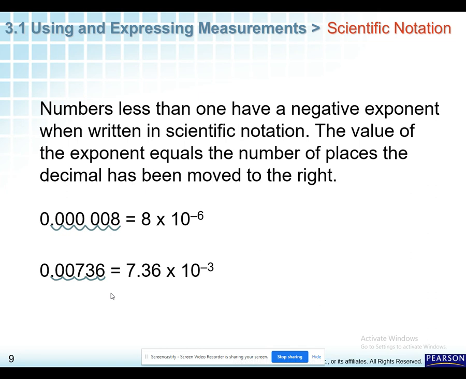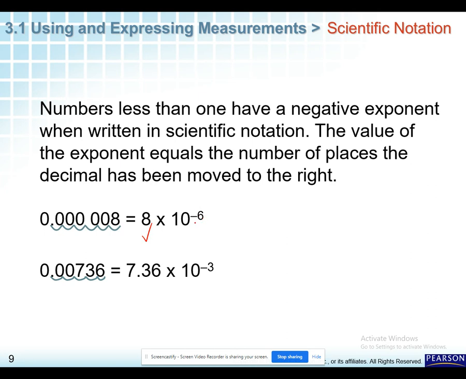Now numbers less than 1 are going to have a negative exponent when you write the little exponent up here. And the value of the exponent is equal to the number of places, again, that the decimal has moved right. The reason I have to move my decimal is because right now my number is not between 1 and 10. So I actually have to move it back behind the 8. So that 8 is, yes, a number between 1 and 10. Now I had to move it 1, 2, 3, 4, 5, 6 times. Since I had to move it 6 times, that's why this number right here is 6.